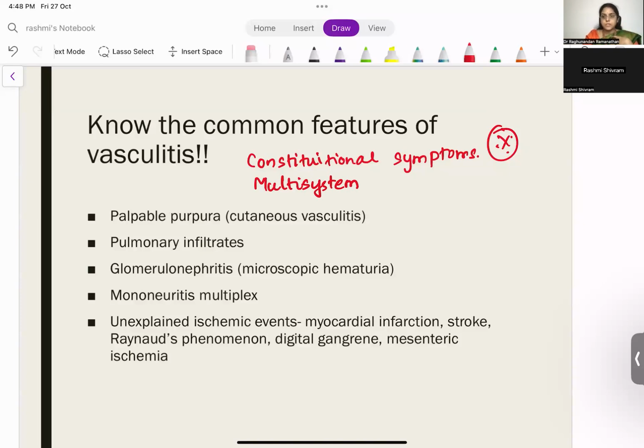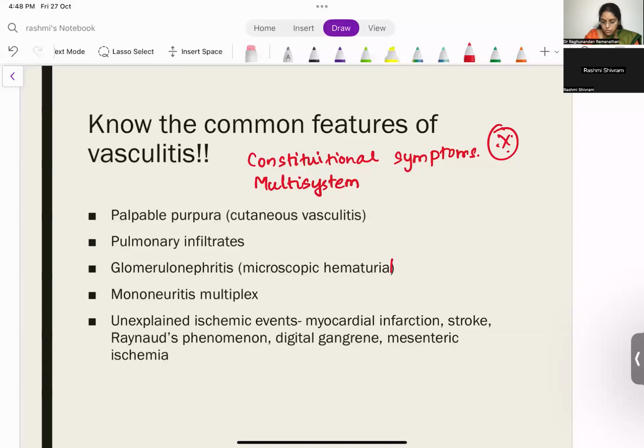When the pulmonary system is involved, you can have pulmonary infiltrates. If the capillaries are involved, you will have pulmonary infiltrates, or you can have cavitating lesions. You can have so many different things when the pulmonary system is involved. The kidney can also be involved, and you can have glomerulonephritis, microscopic hematuria, as well as proteinuria.